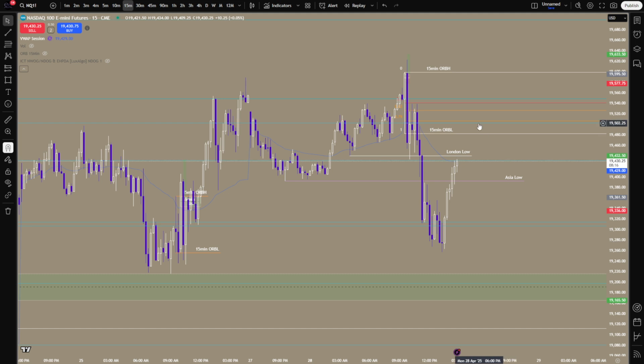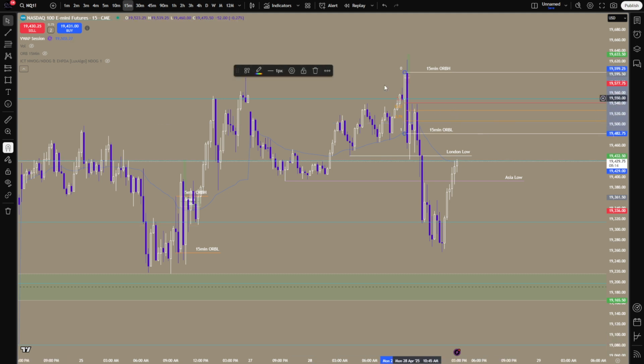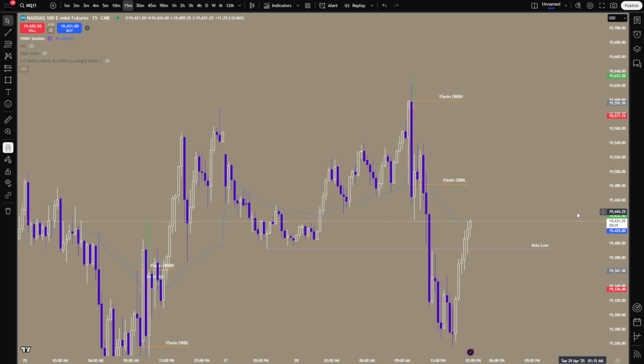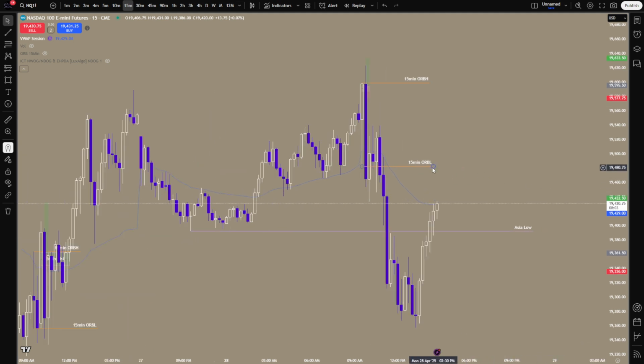I know there's so much going on on the charts here. I'm going to try to delete some stuff just to clear it up a little bit. There's a lot going on. So let's look at today's ORB. We can still look for a retest of the ORB low.